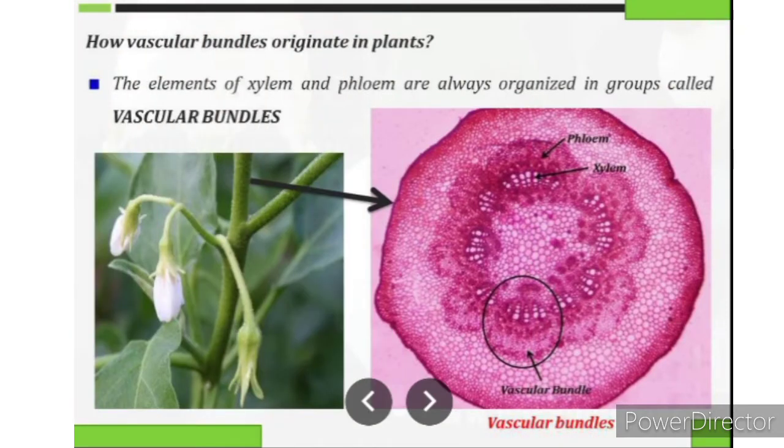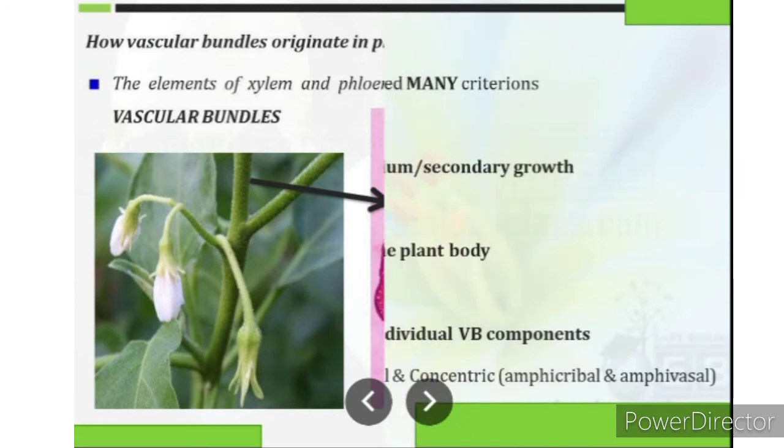How do vascular bundles originate in plants? Vascular bundles mainly consist of xylem and phloem. When the elements of xylem and phloem are organized in a group, they form vascular bundles. As we see on the screen, here is the figure of vascular bundles, the anatomical part of the stem. Here the vascular bundles are arranged in a conjoint manner. We'll discuss what conjoint vascular tissue is.